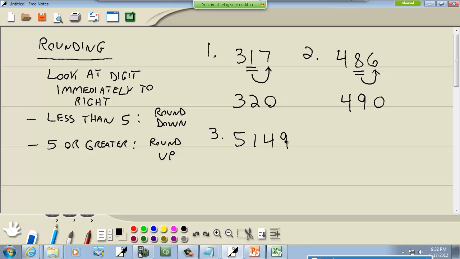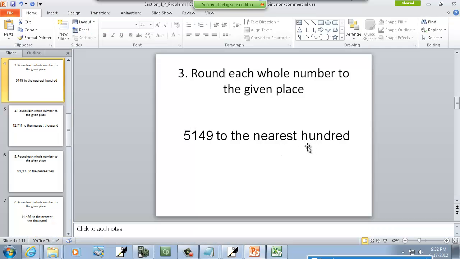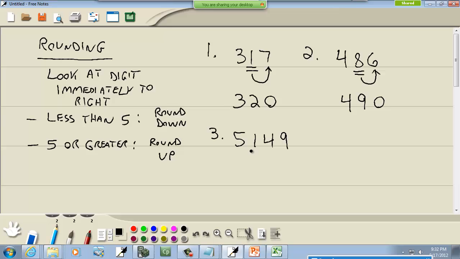5,149. And we want to round this to the nearest 100. Well, the hundreds place is right here. So we look at the digit immediately to the right. It's less than 5, which means we're going to round down, which means this 1 stays as is. You don't increase it by 1. You don't even decrease it. It just stays as is. And then all the digits to the right of this become 0. So 5,100 is our answer.